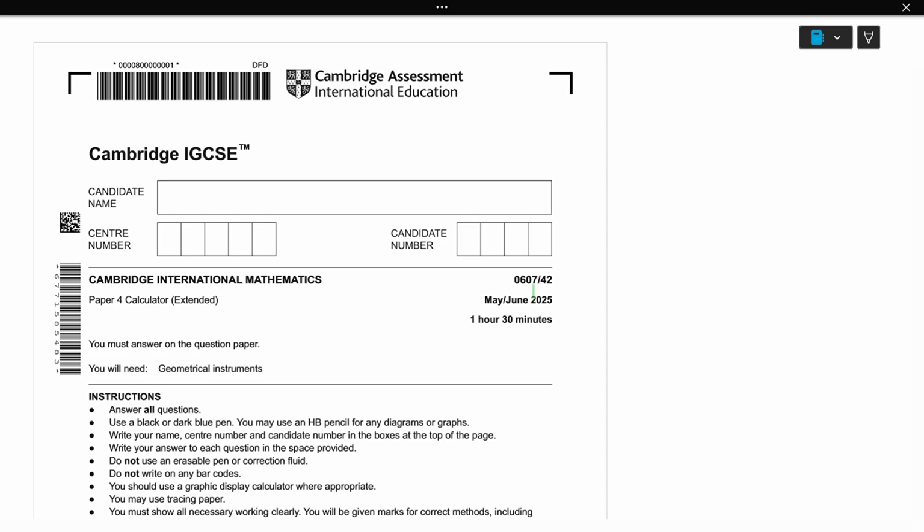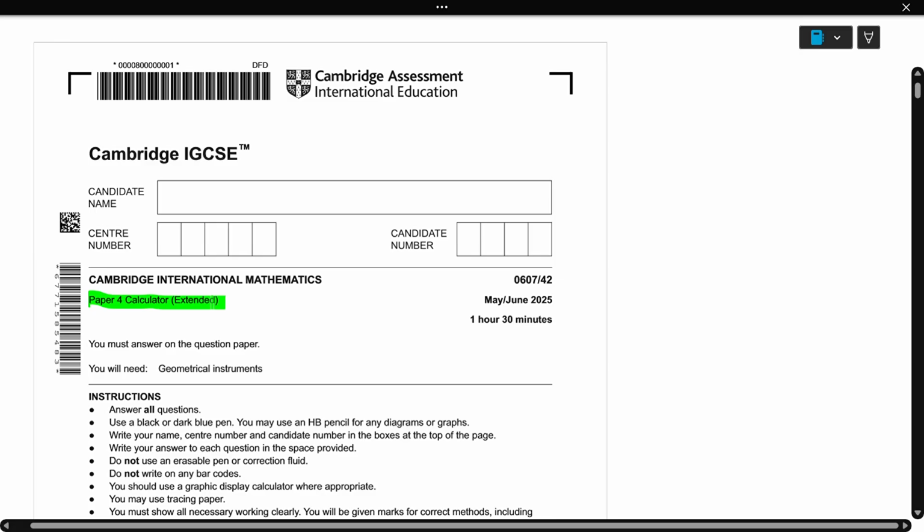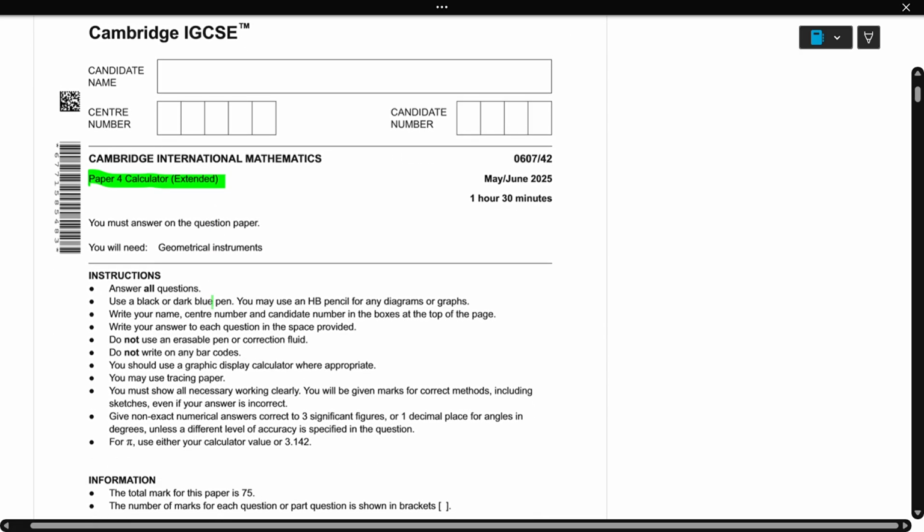Cambridge IGCSE 0607/42, this is Paper 4, the calculator paper. Okay, so let's go for the first question.